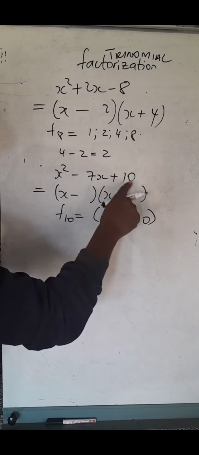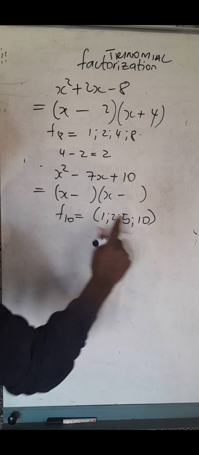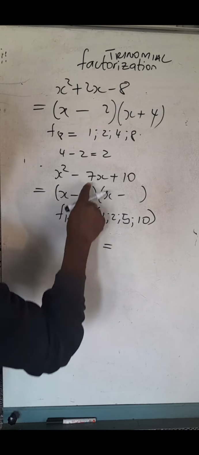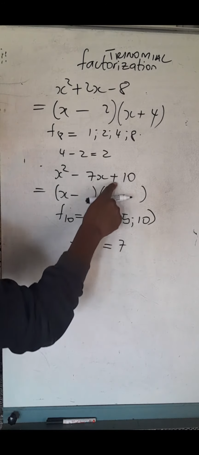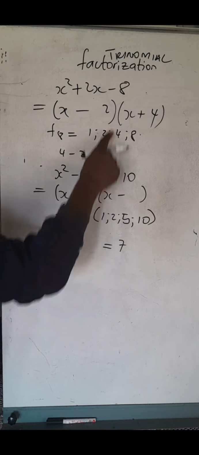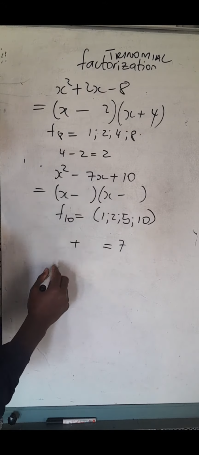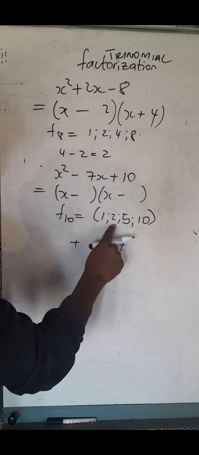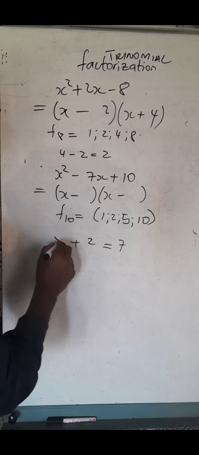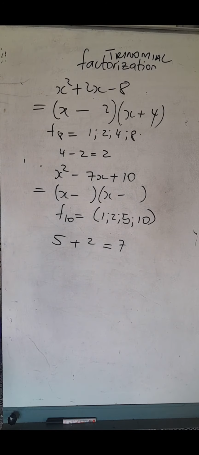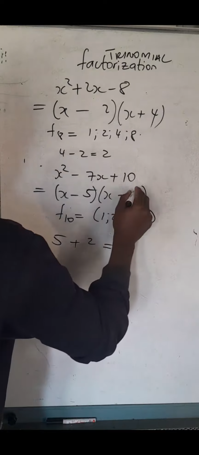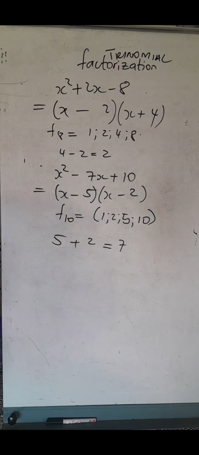This 10 is positive, so whatever number we must find in here, we must add the two numbers and they must give us a 7. This plus is this one here. Just like this minus is this minus here. So now this plus is this plus here. So two of these numbers, when you add them, they're going to give you a 7. So that's 5 and 2. So this is 5 and 2.